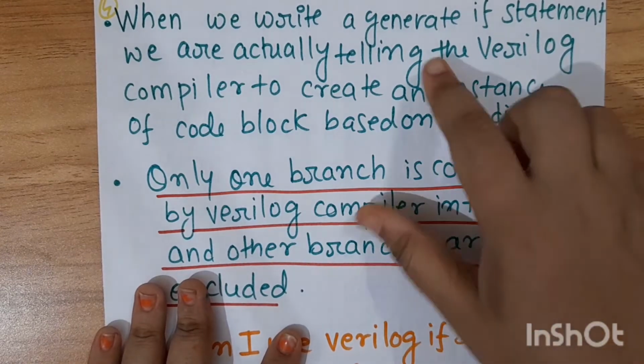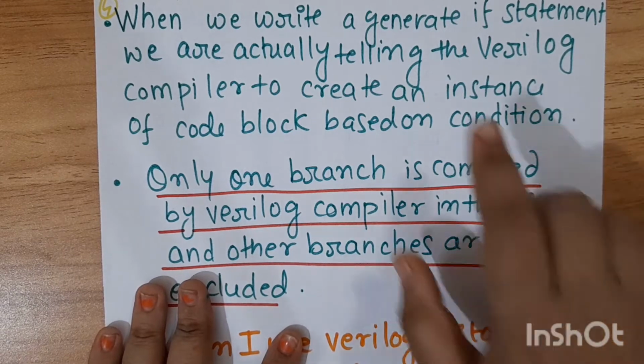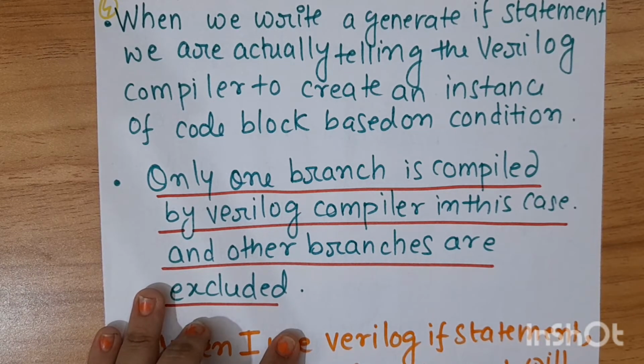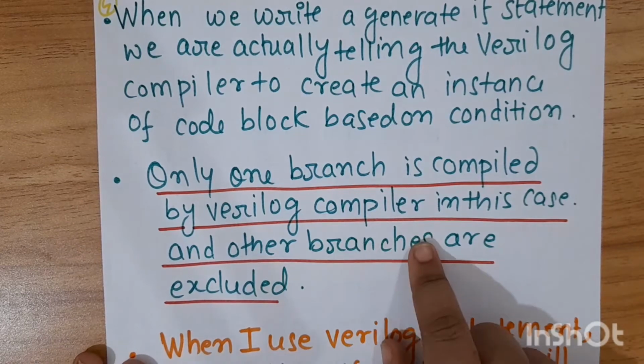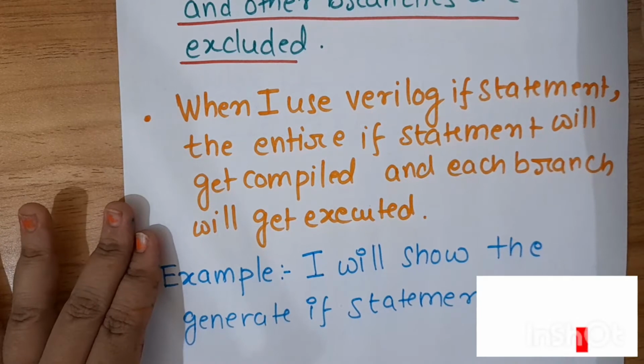So as you know, generate is used in the synthesizable code of Verilog. When we use the generate if statement, it tells the compiler that if a particular condition is met, then whatever is in the begin end statement goes to the compiler. Else, other conditions won't go to the compiler for compiling and afterwards for execution. Only one branch is compiled by the Verilog compiler. Other branches are excluded. This is for the generate if statement.